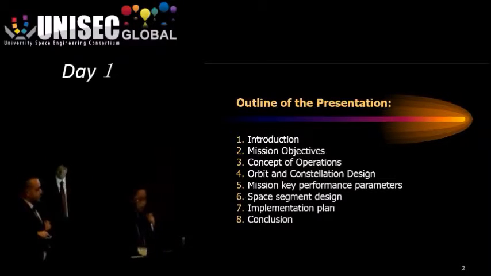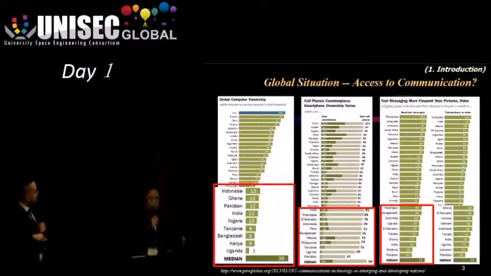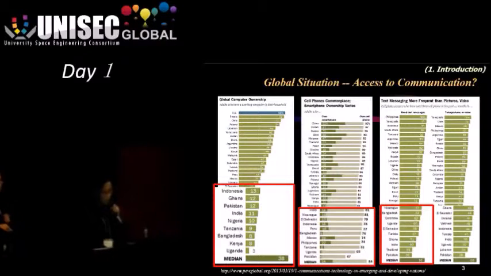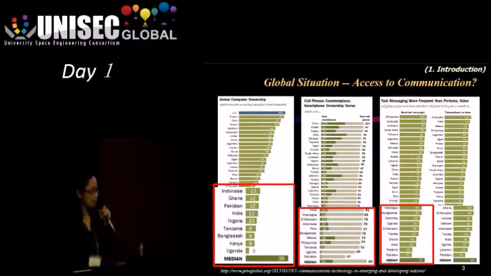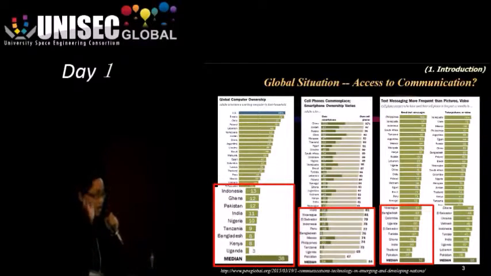So to start with, as we all know, there's a tremendous increase in telecommunication globally. However, based on the review of Pew Research Center, they said that the global situation of access to communications varies from as low as 3% to 80%: 3% in the developing countries and 80% in the developed countries. So there's a huge gap in access to communication between developing countries and already developed countries.